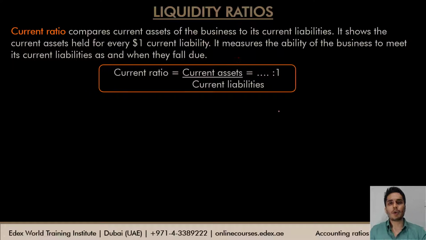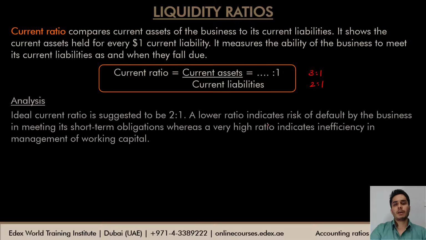Now note the expression of the ratio. Let's say current assets upon current liabilities is 3. So the expression of the ratio would be 3:1. If the ratio of current assets to current liabilities is 2, the expression of the ratio would be 2:1. It is generally said that the ideal current ratio suggested is 2:1. It means current assets should generally be twice that of current liabilities.